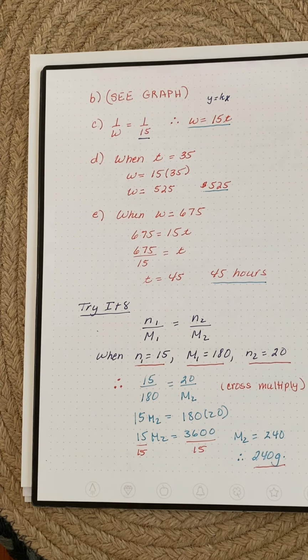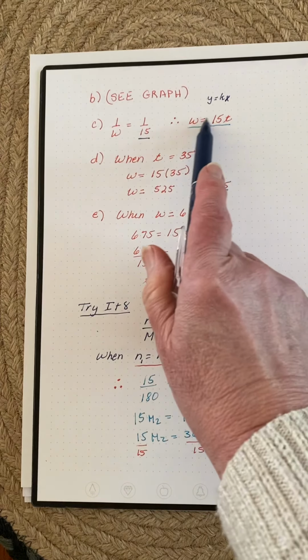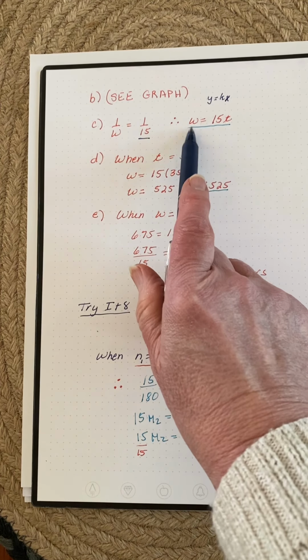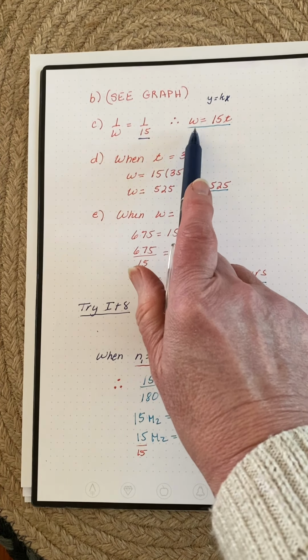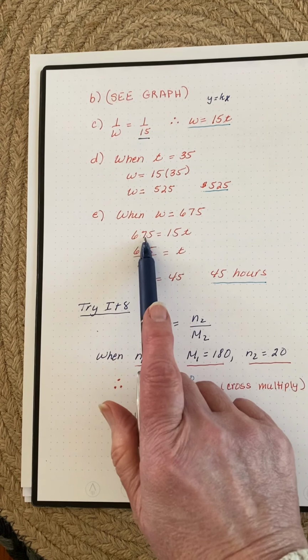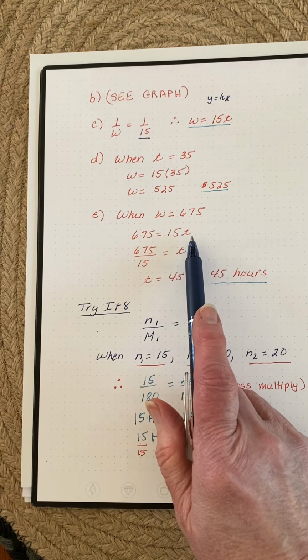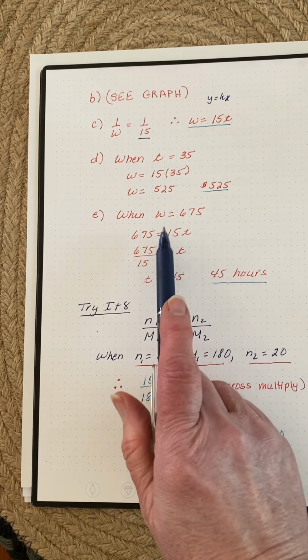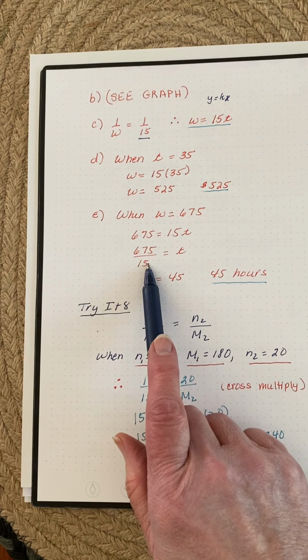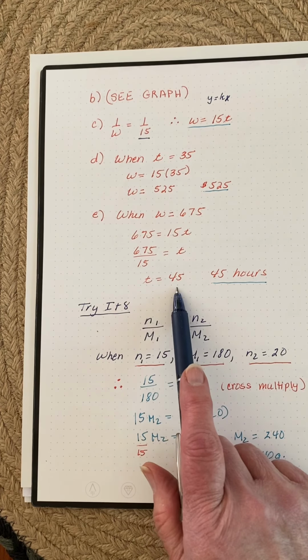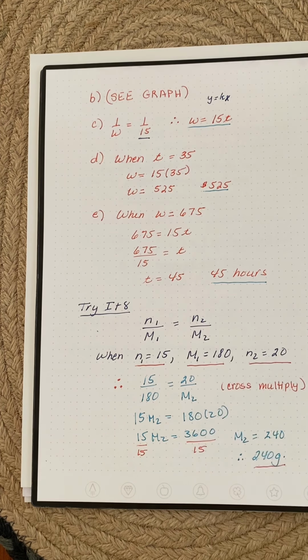Then letter E. If the wages of a worker were 675, find the number of hours he worked. Well, in that same formula, now I plug in the 675 in the wage part. So 675 equals the constant 15 times the time, which I am going after. I divide each side by 15 to find my time. T is 45, so the answer to that question is 45 hours.